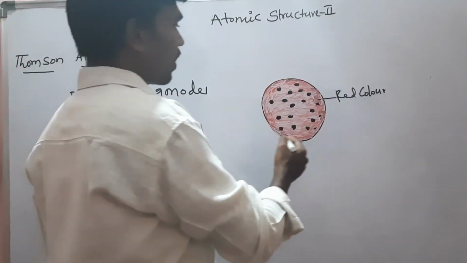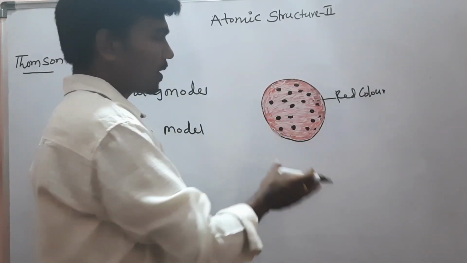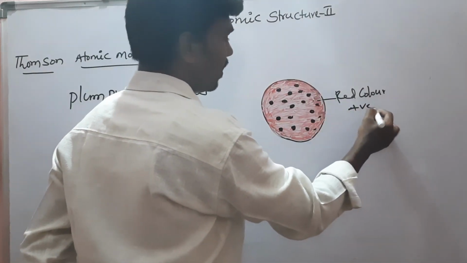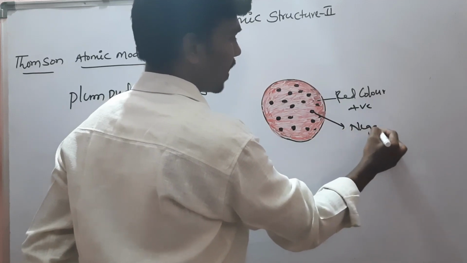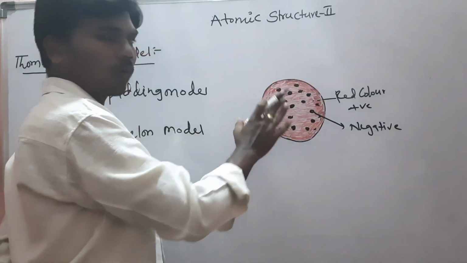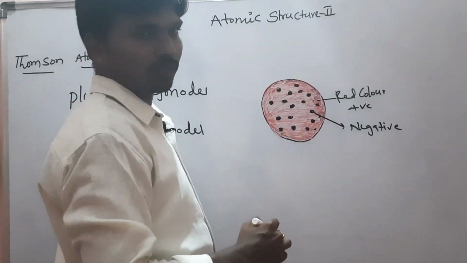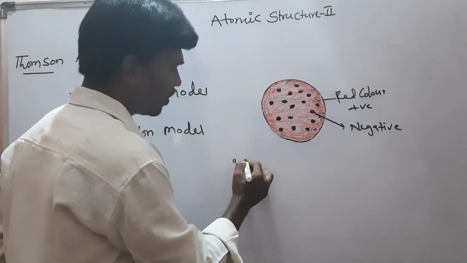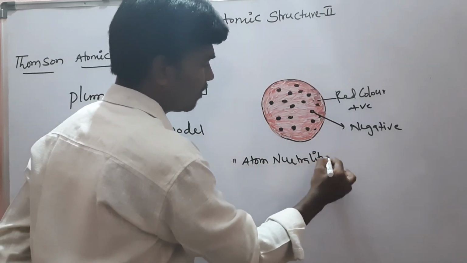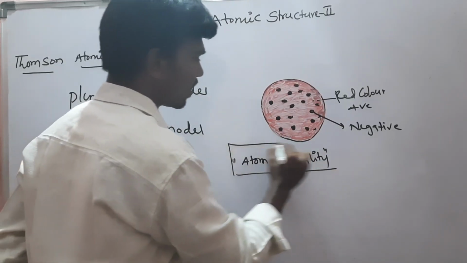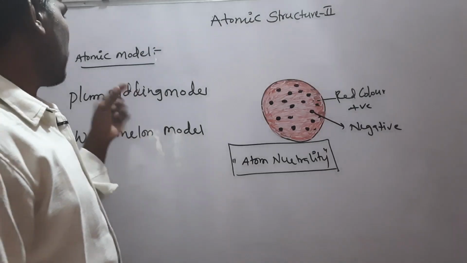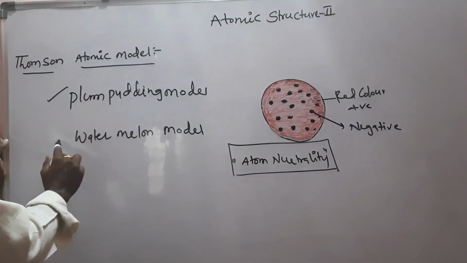According to the Thomson atomic model, if you cut a watermelon into two pieces, this type of arrangement will be there. So he compared the red color layer with positive charge and the black seeds with negative charge. This means in an atom, positive charge is distributed throughout the atom, and negative charge is embedded in that positive charge. Mainly he explained atom neutrality. At that time the neutron had not been discovered, so he did not give an explanation of the neutron.